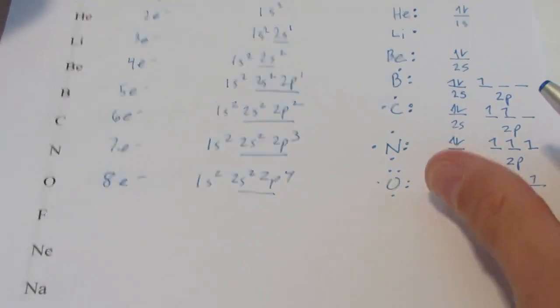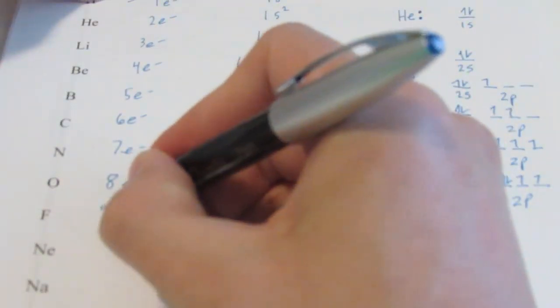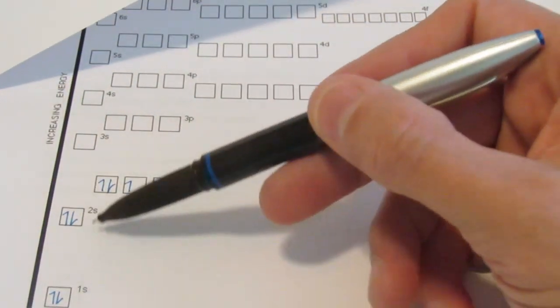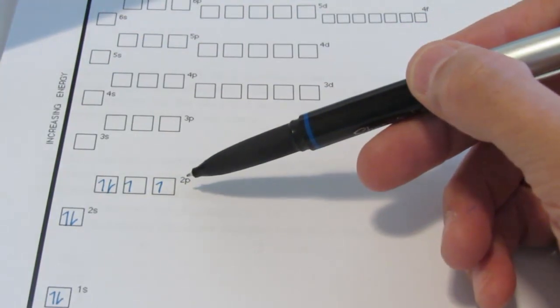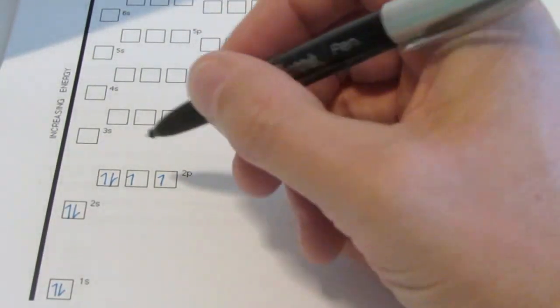In fact, the next element is fluorine. So fluorine has 9 electrons. Now, we know how the first 8 electrons are going to enter the atom, don't we? Yeah, they're going to do what the 8 electrons for oxygen did. So our question, of course, is where does the 9th one go? Well, that really doesn't make a difference.